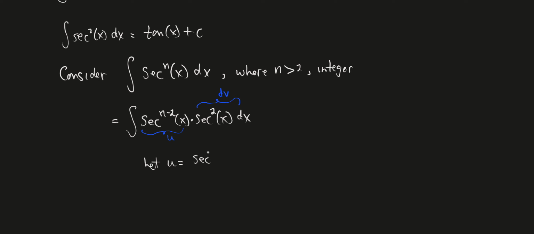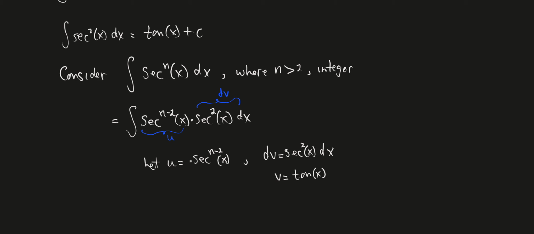So secant of x to the power n minus 2. And again, this is a nice positive integer. And then we're going to let dv be equal to secant squared of x dx, right? So let's do the easier one. Let's go ahead and integrate this. Let's find our v. So v, as we know, is tangent of x, right?